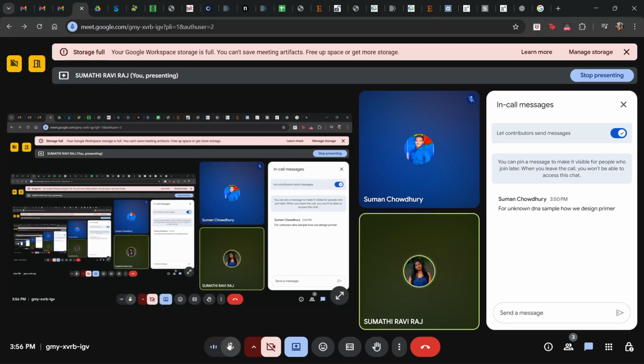Yes. Is there a question? For an unknown DNA sample, how do we design a primer? For an unknown DNA sample, we have to make use of the conserved regions. In every gene or every protein, there will be certain sequences which are conserved throughout the species. If the sequence of the entire protein is not known, or if some specific region is known, we can make use of that.